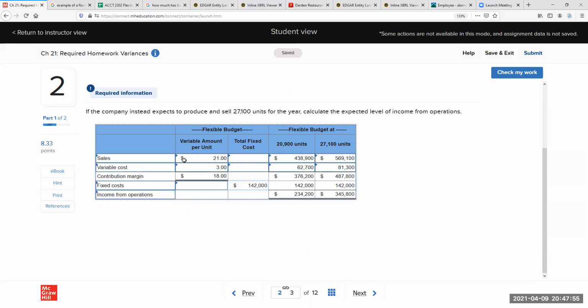All right. Okay. Sales minus variable cost. So you have to multiply the sales times a different production level, and the variable cost at a different production level.